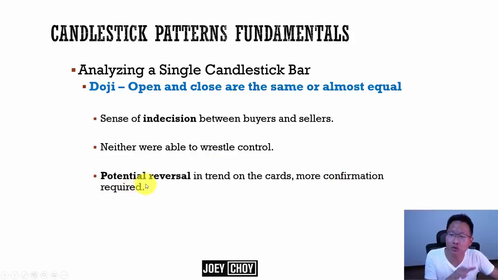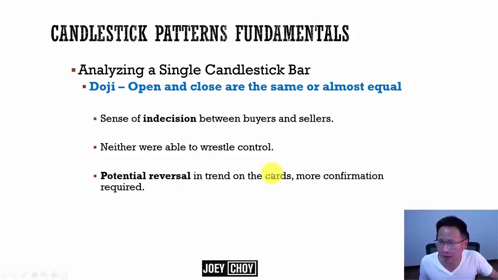So a potential reversal in trend is on the cards, but of course we need a bit more confirmation. So something like a spinning top, we need a bit more confirmation, but it shows that there is some indecision between buyers and sellers. Neither side is able to win, and eventually we close right in the center. And that's where there could be a potential reversal if we see it at the right zones.